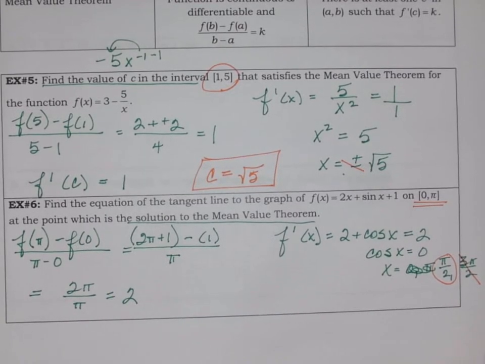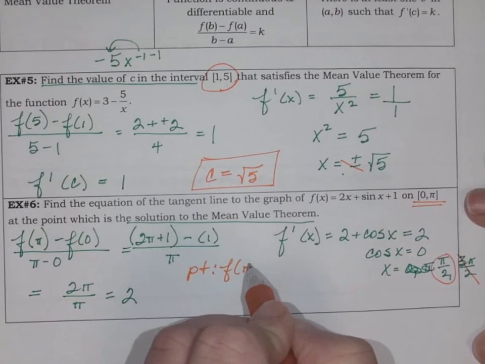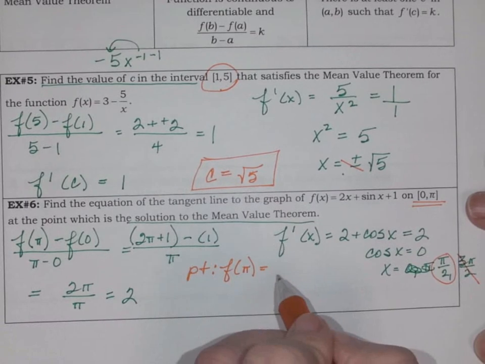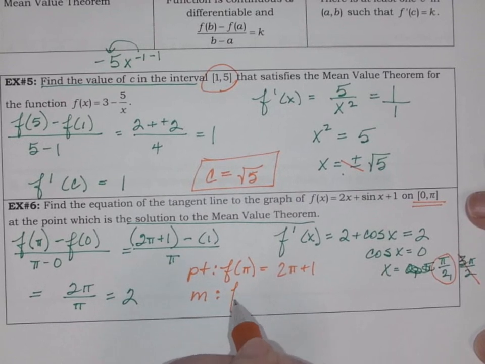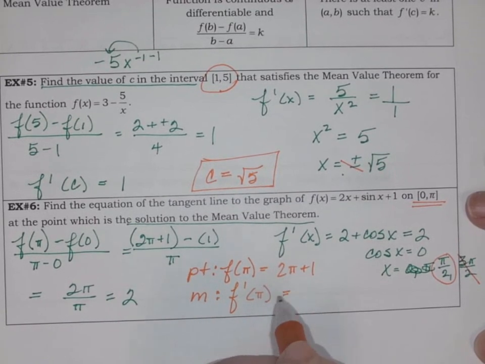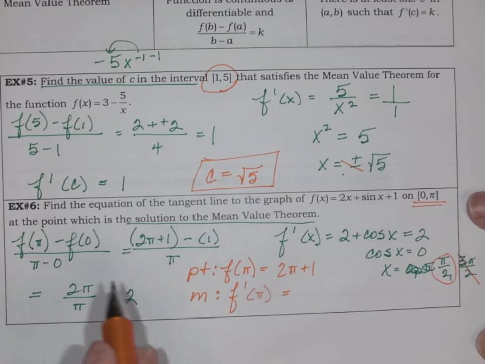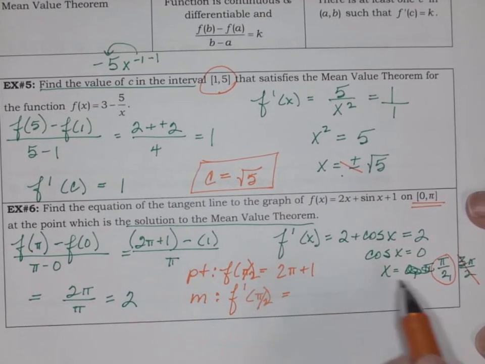Now we've got to write the equation of the tangent line. So remember, there's two things that you need for a tangent line. You need a point and you need a slope. So we need f of pi for our point, which would be 2 pi, what did we say, plus 1. And then we need our slope, which would be f prime of pi. Well, we've already decided that it's 2. Sorry, we're not doing f prime of pi. We need to do f prime of pi over 2 because that's our c value.